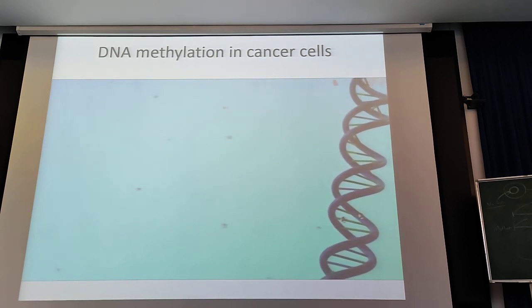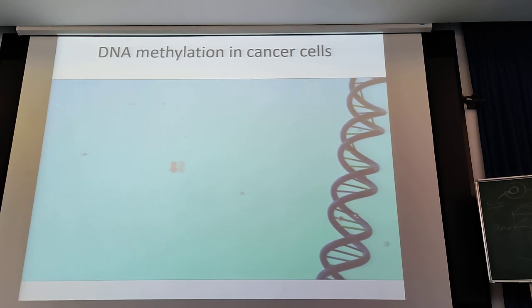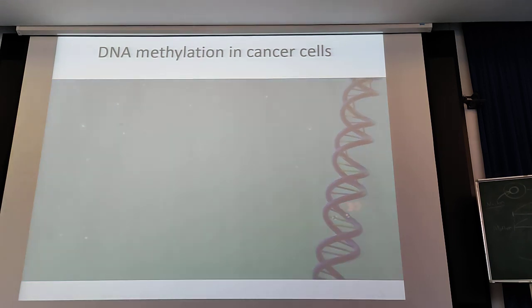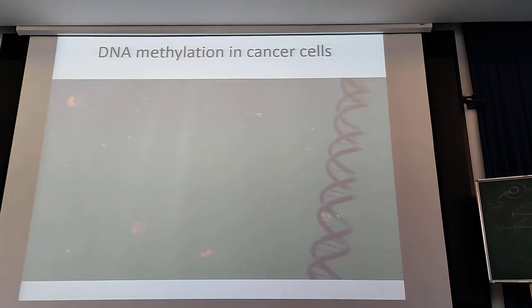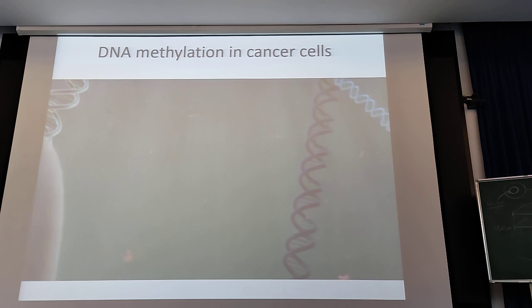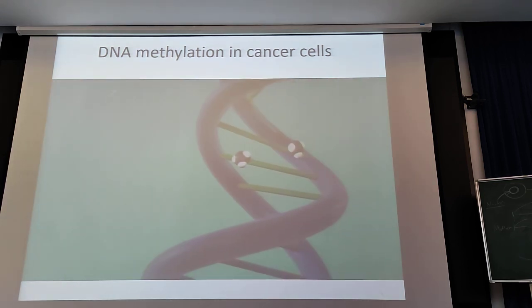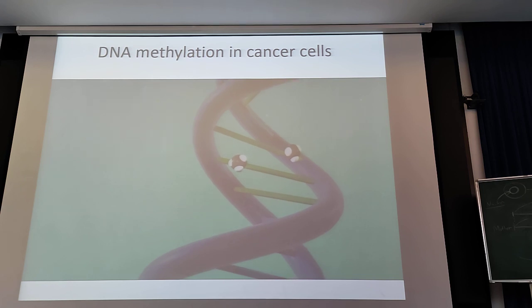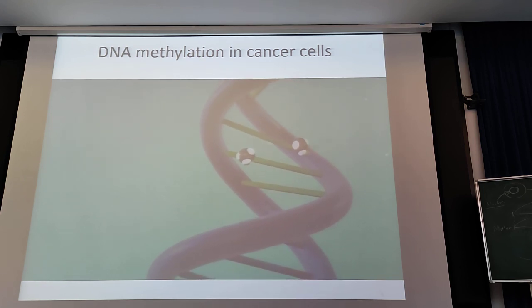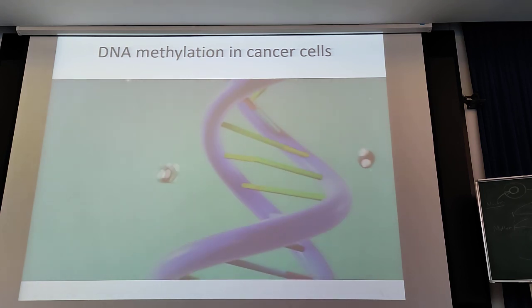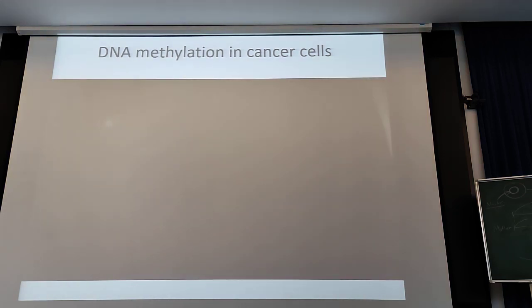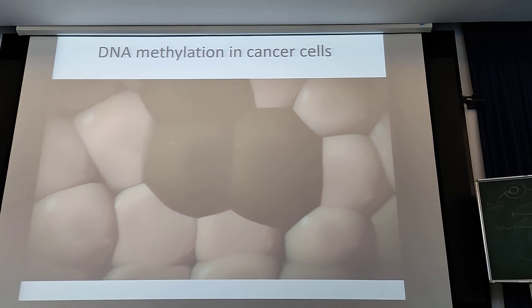Normal methylation patterns are important for the development and function of healthy cells. In cancer cells, abnormal DNA methylation patterns are seen. Genes that would normally suppress tumor growth see higher levels of methylation and are turned off. At the same time, genes that increase tumor growth, called oncogenes, see a decrease in methylation and are turned on. This results in unregulated tumor growth.